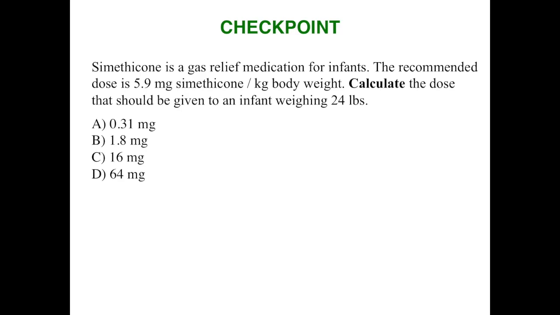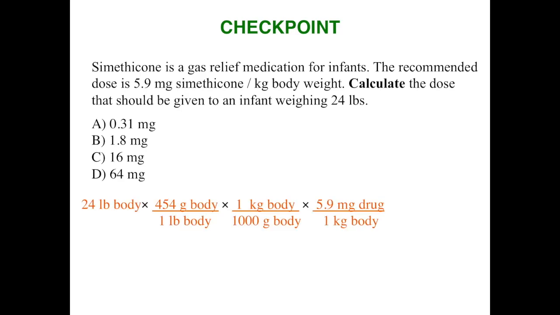Alright, how did you do? So hopefully this was your setup, where you start out with a 24-pound baby as your given. That's your "if" situation: if 24 pounds, then how many milligrams of dose? And the rest are conversion factors. You have to use as many conversion factors as you can until you reach only one unit left, and that unit is the unit of milligrams of drug.